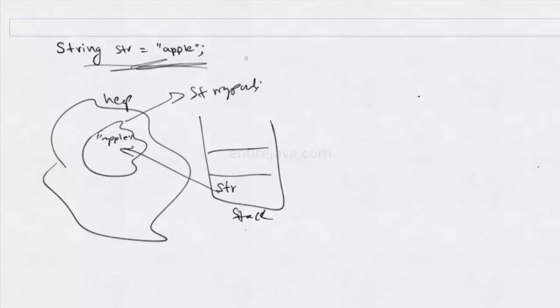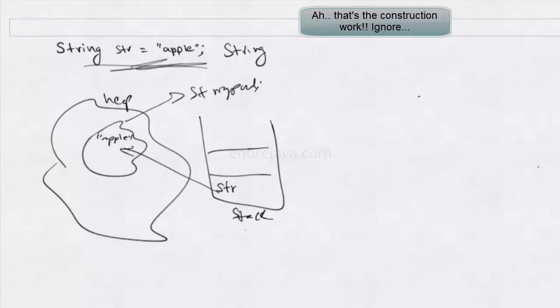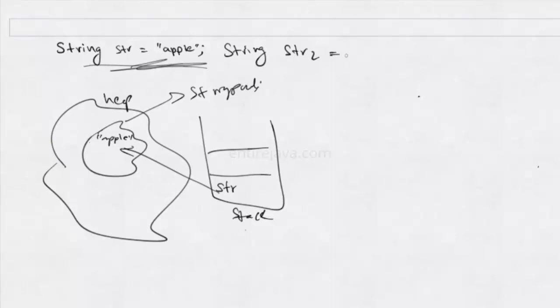Let's say I have another statement that says string str2 equals apple, the exact same string what we have here. So this being a reference type, we'll have it inside the stack, str2. This statement will not create a new object inside the string pool. Instead, it would just point to the exact same object because they're essentially holding the same exact string, apple.